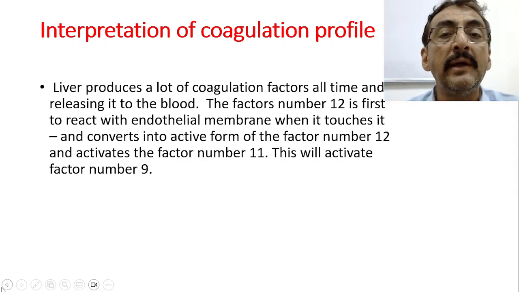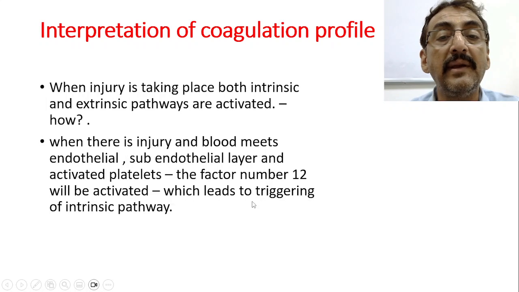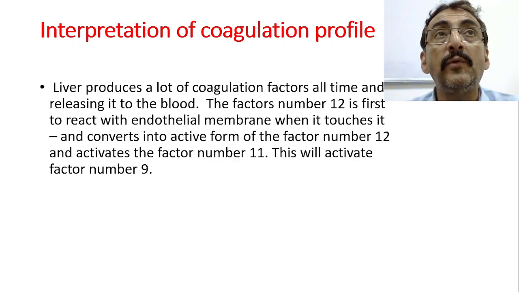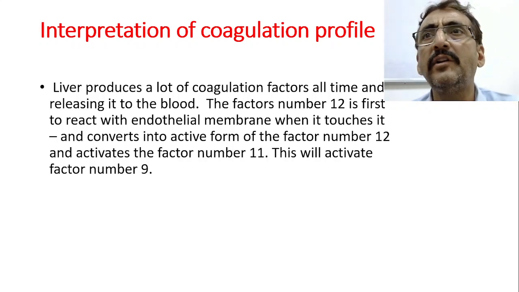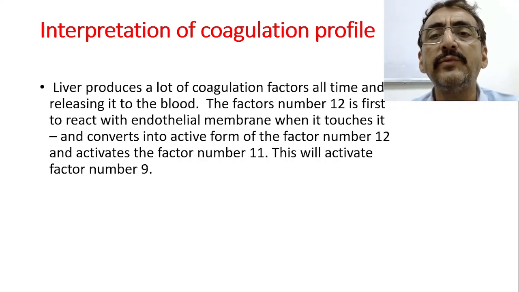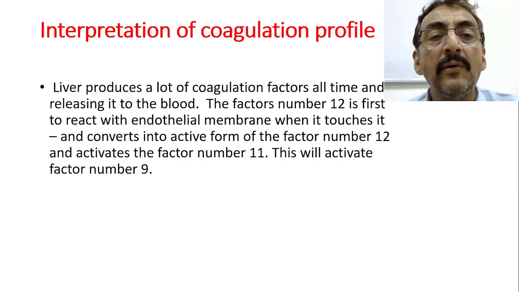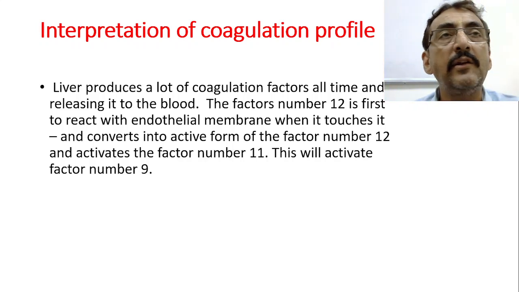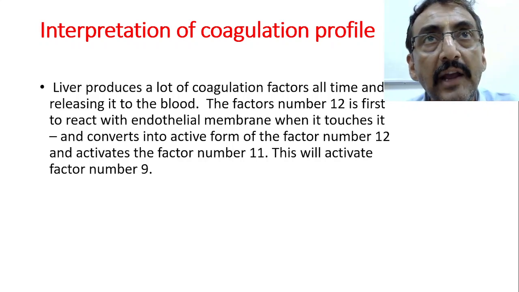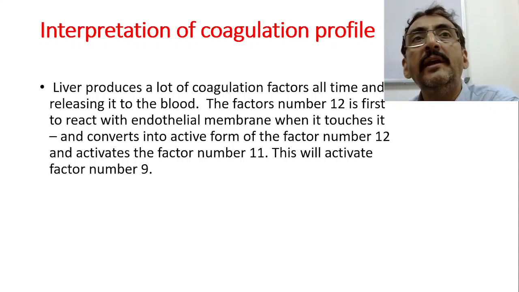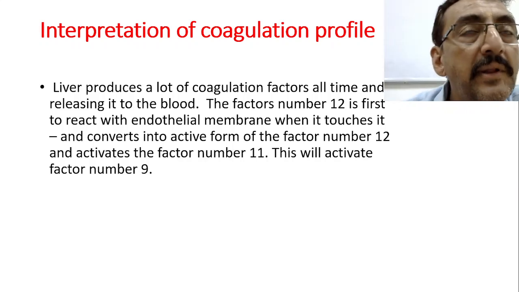Okay, I told you how the intrinsic pathway begins. The intrinsic pathway begins with the initiation or stimulation of factor number 12. The liver is producing factor number 12 around the clock, and it is flowing in the blood also. But when factor number 12 touches the endothelial surface, it converts into its active form, and that will activate factor number 11, which will activate factor number 9. So this is how the intrinsic pathway begins. Comparatively, this is a slower pathway.